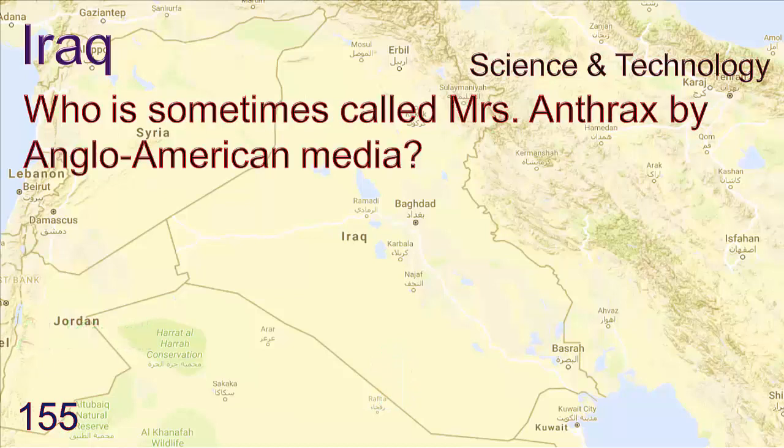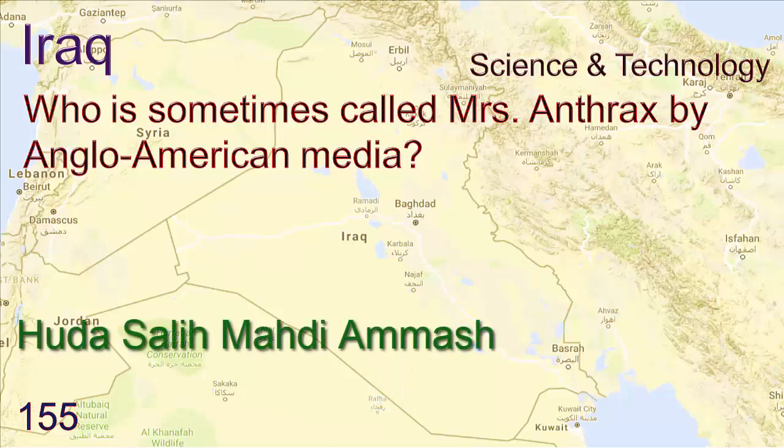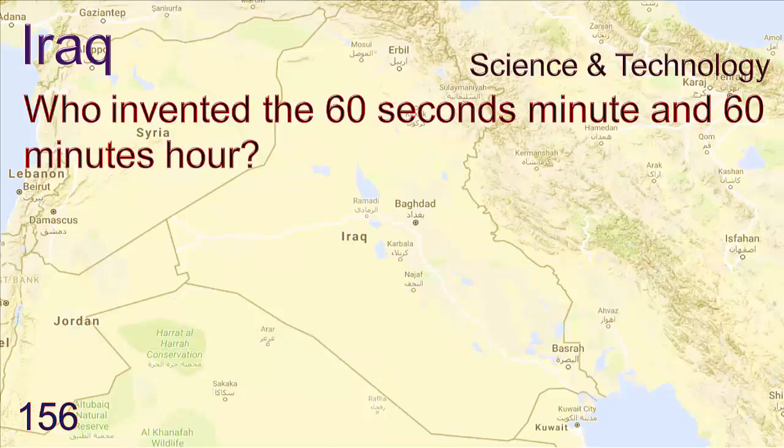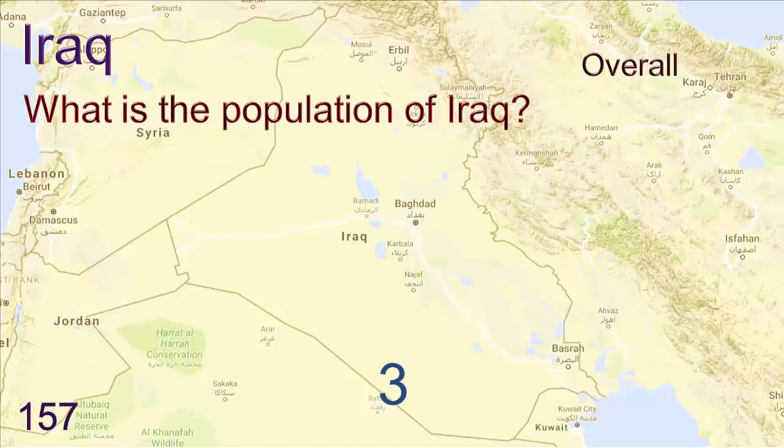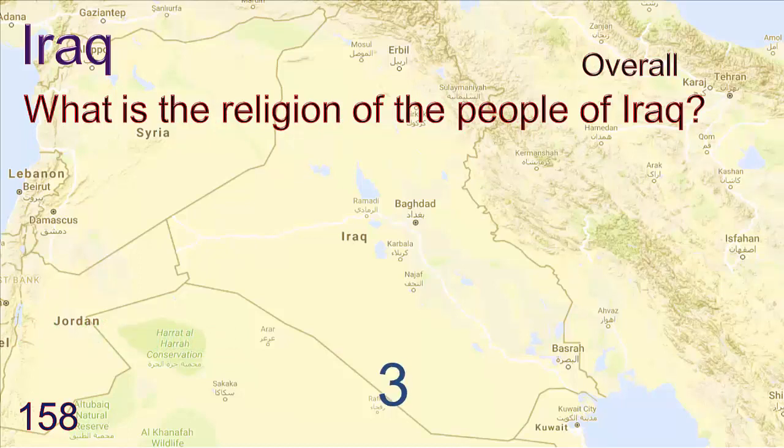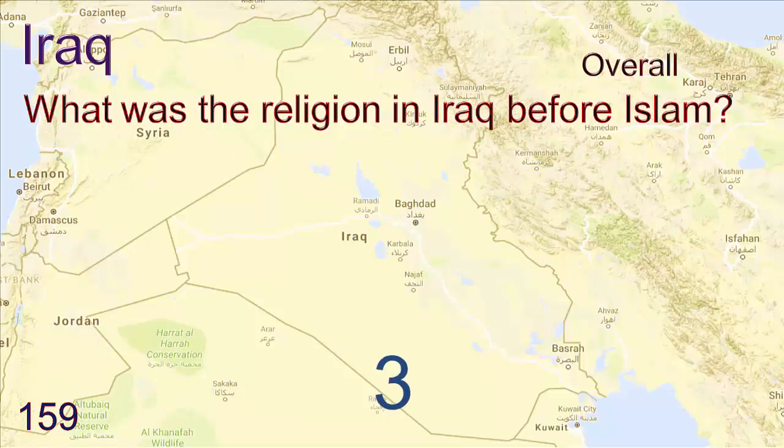Who is called the father of Arab philosophy? Al-Kindi. Who is sometimes called Mrs. Anthrax by Anglo-American media? Huda Salim Mahdi Abbas. Who invented 60 seconds in a minute and 60 minutes in an hour? Answer is Babylonians. What is the population of Iraq? Answer is 38.43 million. What is the religion of the people of Iraq? Answer is Islam.